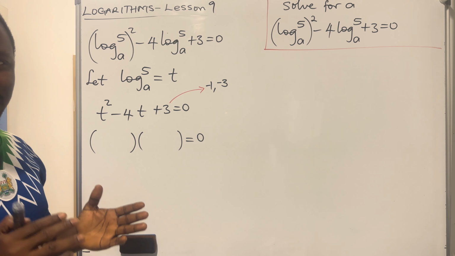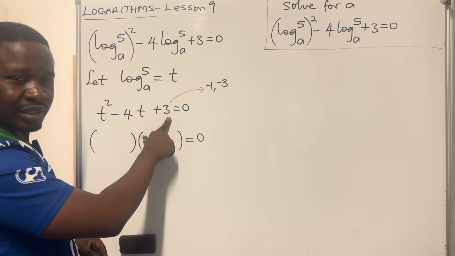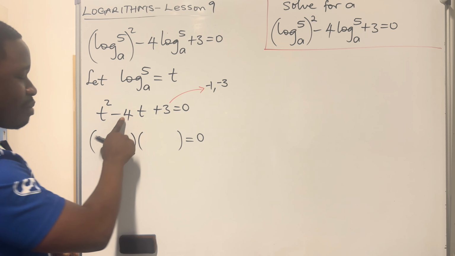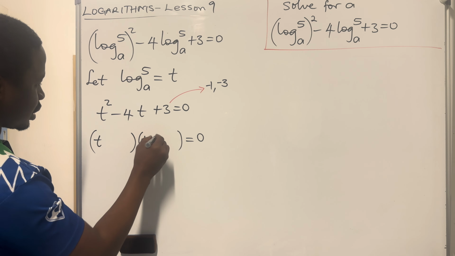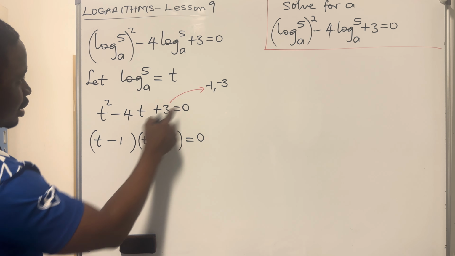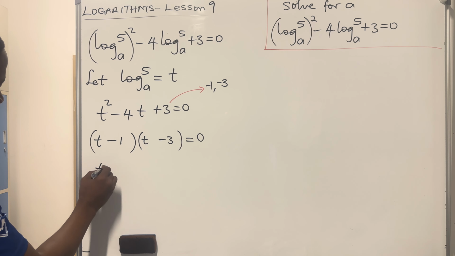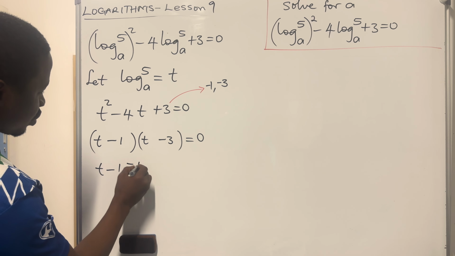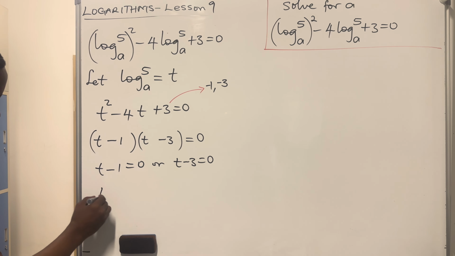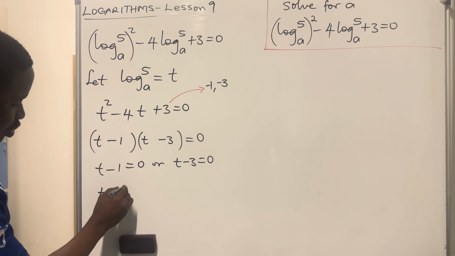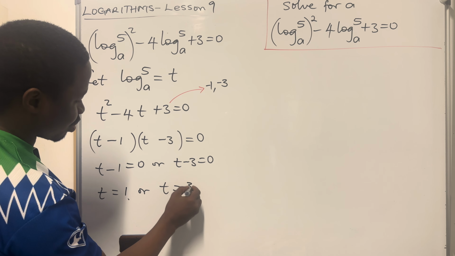So now see how interesting it is. Minus 1 times minus 3 is plus 3. Minus 1 minus 3 is minus 4. So now, since we have t here, we say t minus 1 and t minus 3. Now we say t minus 1 equal to 0 or t minus 3 equal to 0. So t is equal to, move this to the other side, it becomes 1, or t is equal to, move this to the other side, it becomes 3.